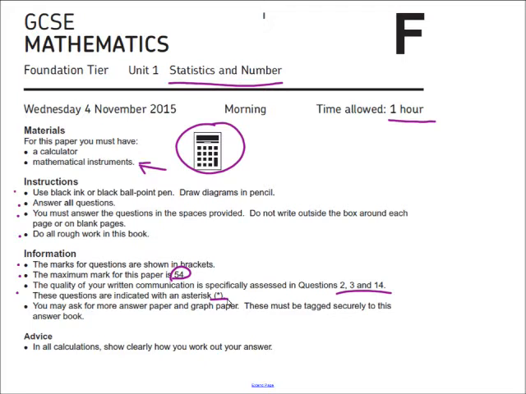You can ask for extra paper if required, and the most important piece of advice on this paper is, in all calculations, show clearly how you work out your answer. As we've already said, there are more marks for the working out than if you just put the correct answer on the answer line.